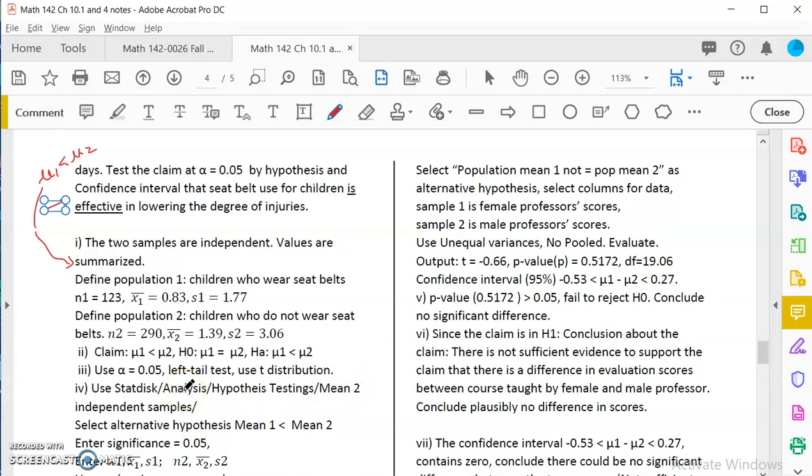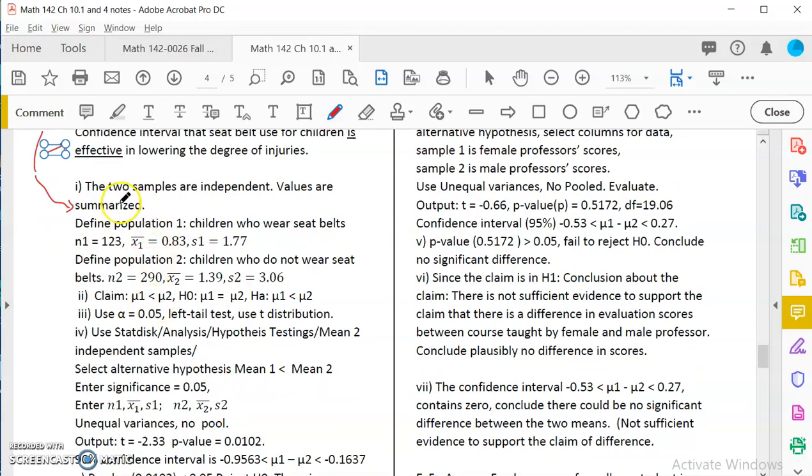What is the claim? The claim is less than, right? It's a left tail test, less than. Then we enter 123, 0.83, 1.77, 290, 1.39 days, and 3.06, and 0.05 for the significance level. These are pretty standard. The most important one is to define which one is the seatbelt group. Again, I just want to emphasize this: if you mix them up, your claim has to match. Usually we define those that are mentioned first as mu 1.